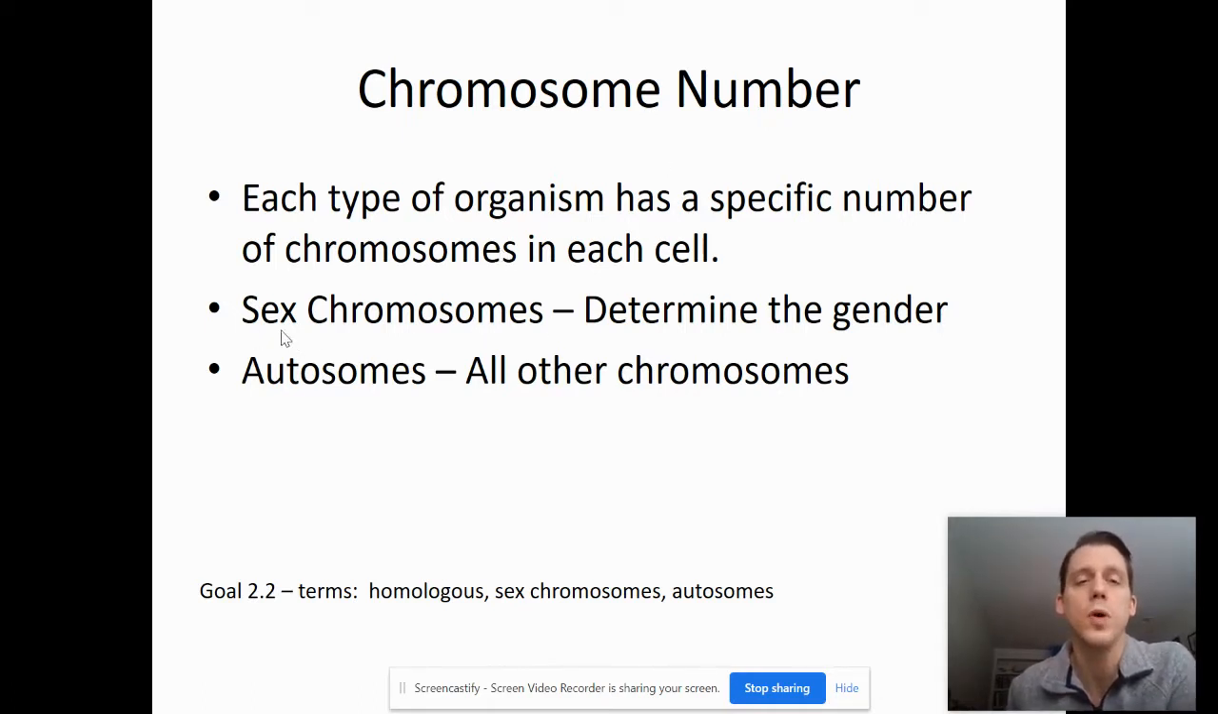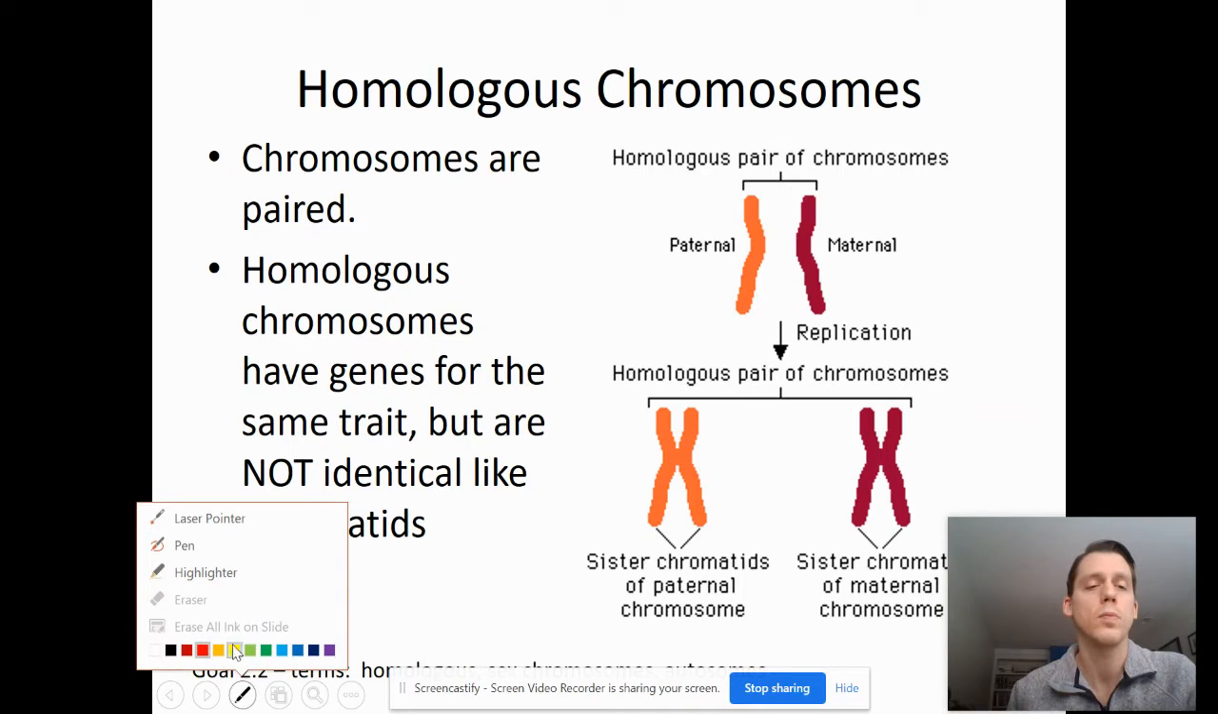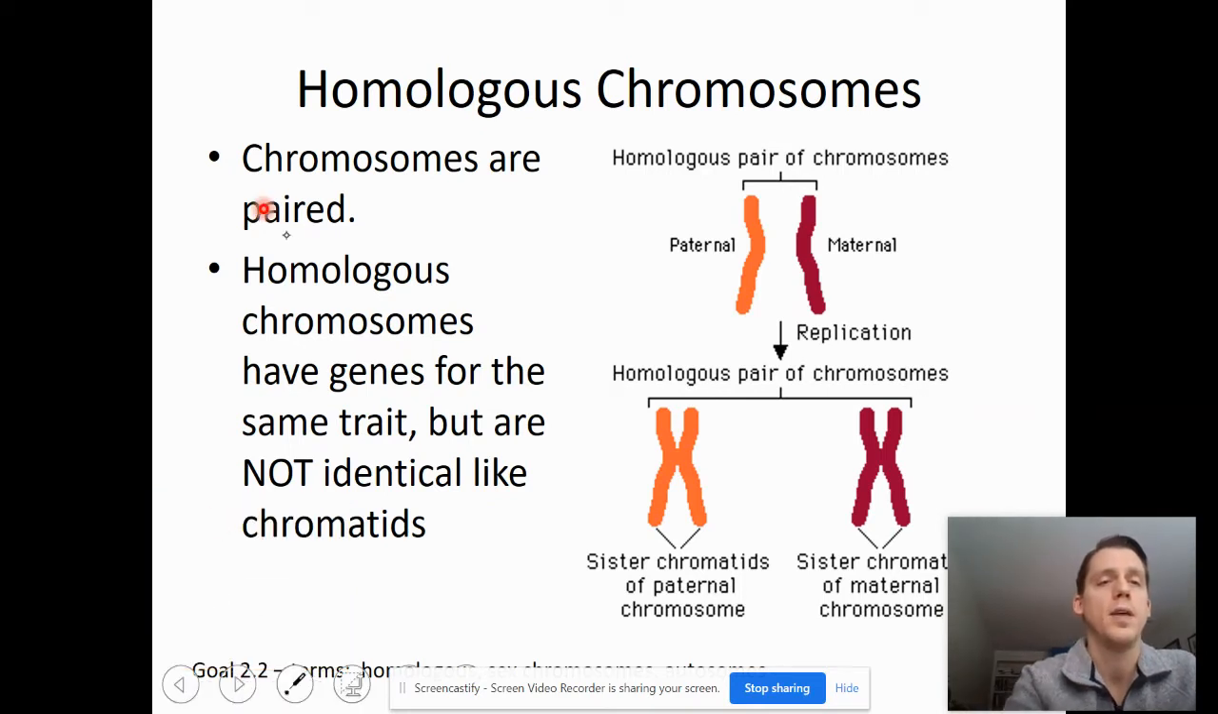And of course, 2 of those chromosomes are sex chromosomes. Those determine the sex of the individual. And the rest of the chromosomes are autosomes. So all the ones that are not the sex chromosomes are the autosomes. Now, chromosomes in humans are paired up. This is an important point, that chromosomes are paired.